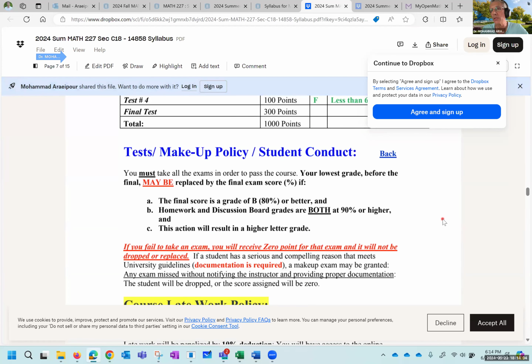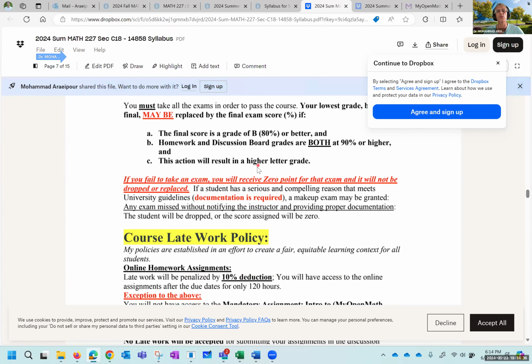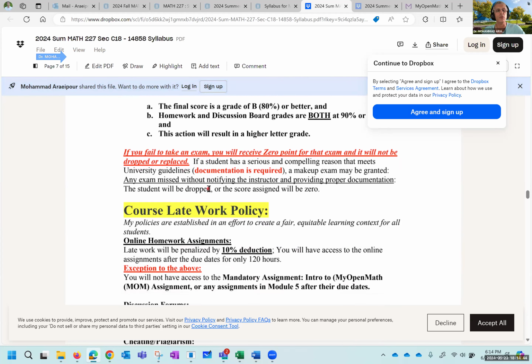There is no makeup policy. You basically have a whole week to take the exam until the due date. But if something comes up which is a document acceptable by campus, you may be given that opportunity to take the exam. However, what's important? The lowest exam grade among the first 4 exams will be dropped and replaced by the final, if the final score is 80% or higher, and homework and discussion board grades are both 90% or higher, and this action will result in a higher letter grade. And of course, if you fail to take any exam, it's 0 and it will not be replaced.